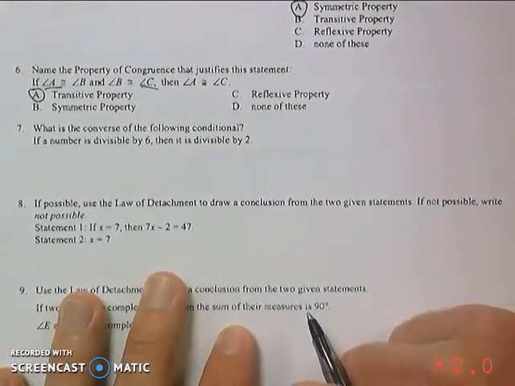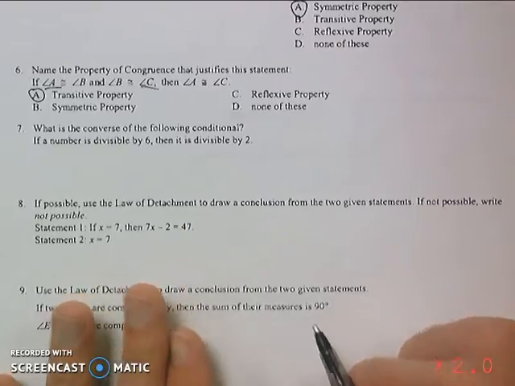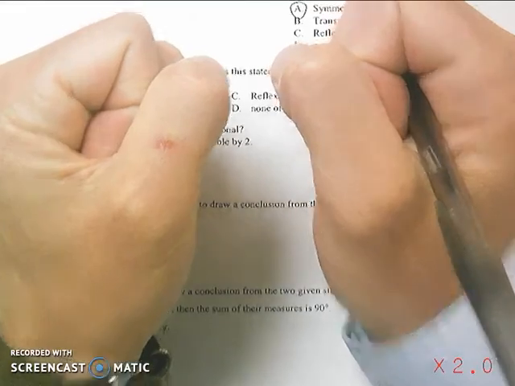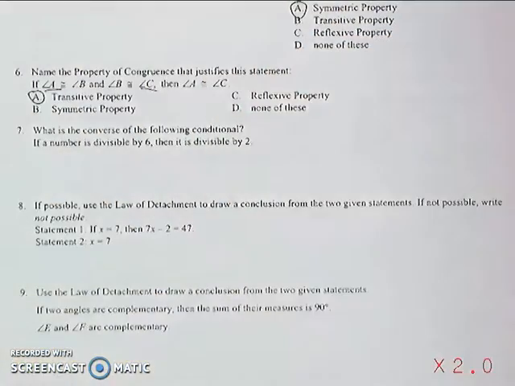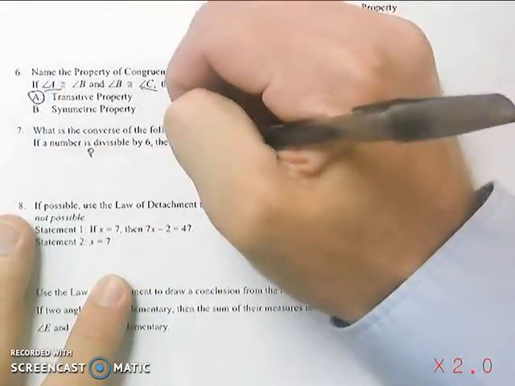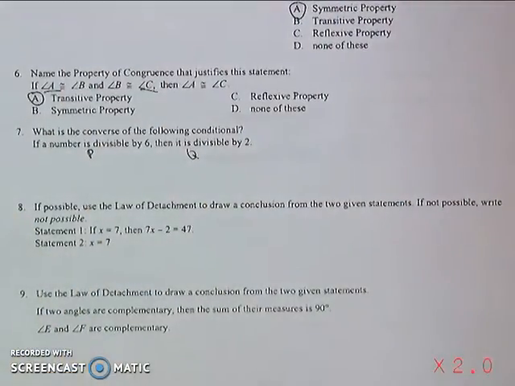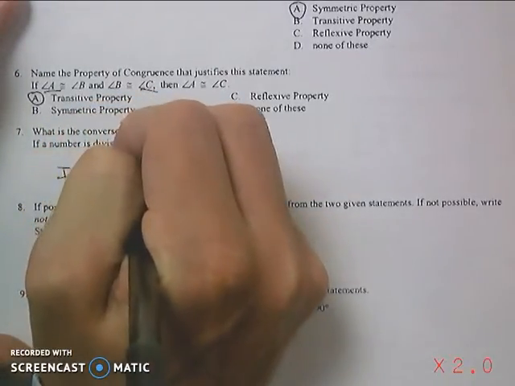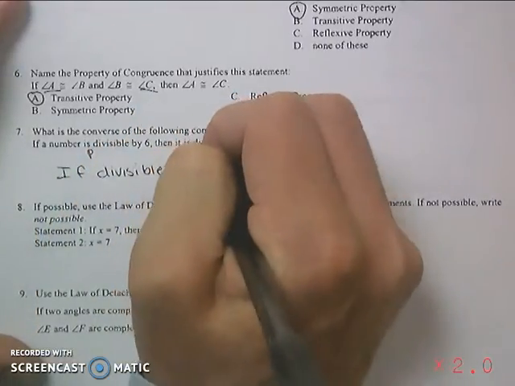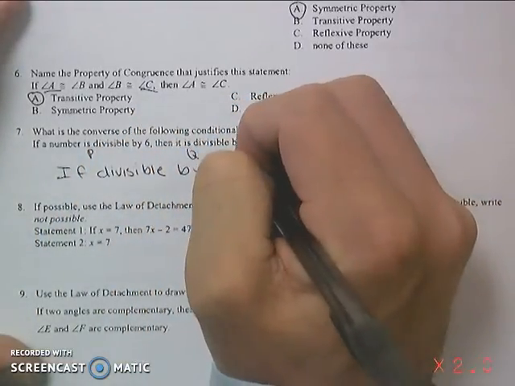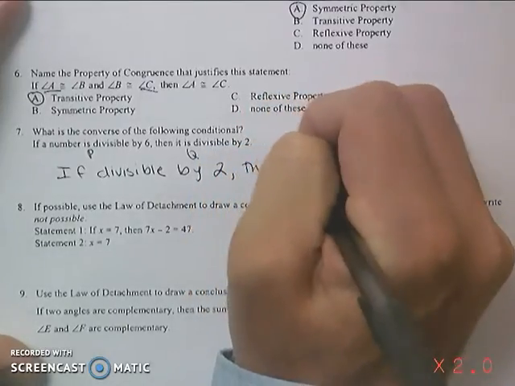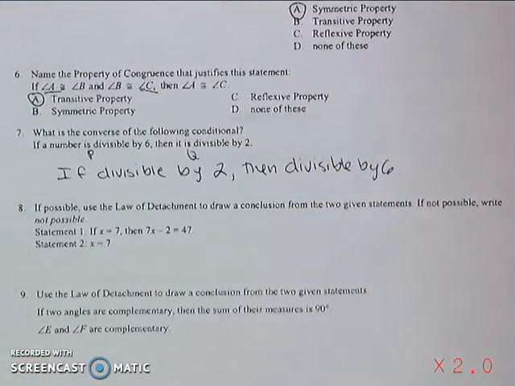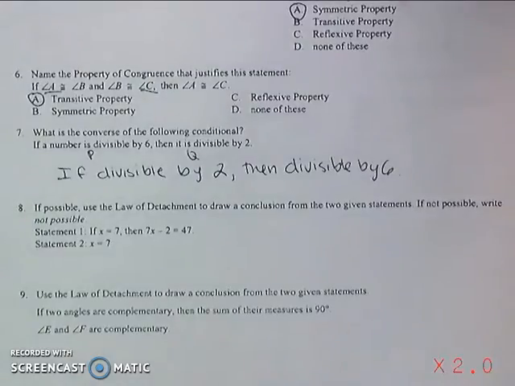What is the converse of the following conditional? If you recall, I can kind of show that this was our conditional, then the converse would be to go ahead and cross our arms. So we're going to flip them. So this is the P and then the Q. So we're going to go ahead and flip those. So it should be if divisible by 2, then divisible by 6. Okay, so we just flipped around the hypothesis and the conclusion.